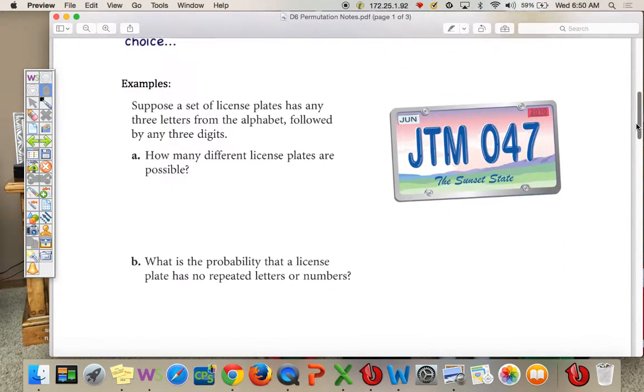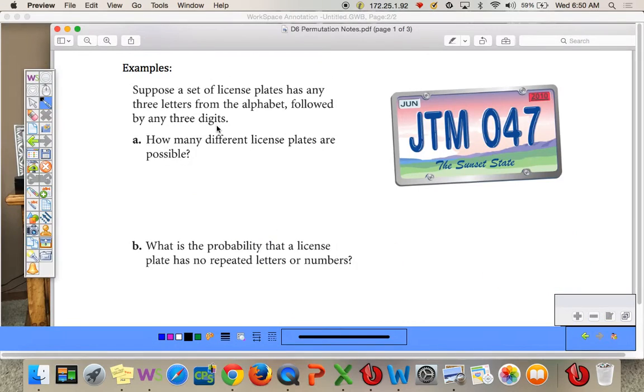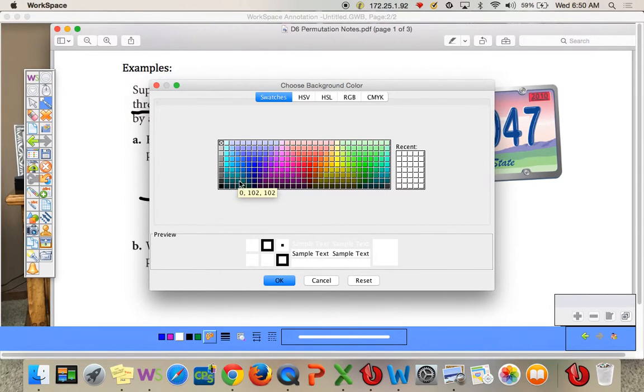Let's try another example. Suppose the set of license plates has any 3 letters from the alphabet followed by any 3 digits. Okay, so let's underline this. Any 3 letters, any 3 digits. How many different license plates are possible? Okay, so we have 3 letters, and we're going to multiply them together, and 3 digits. We're going to multiply them together. And the counting principle says you count how many there are and multiply those together.